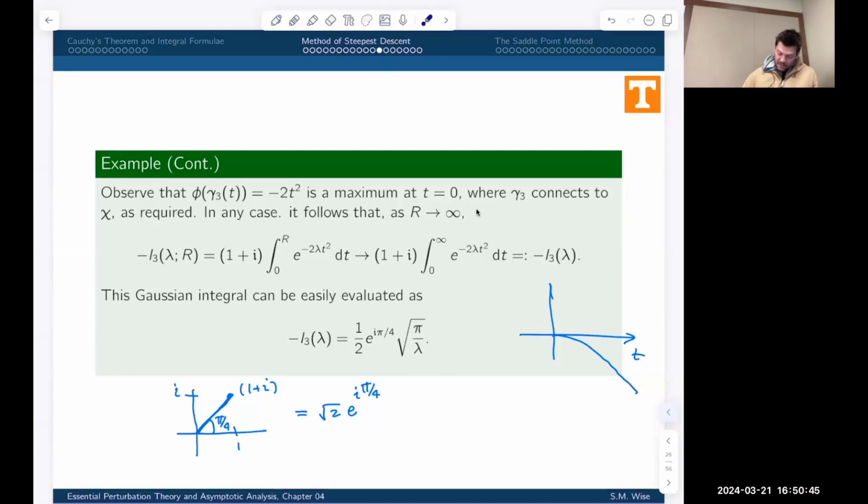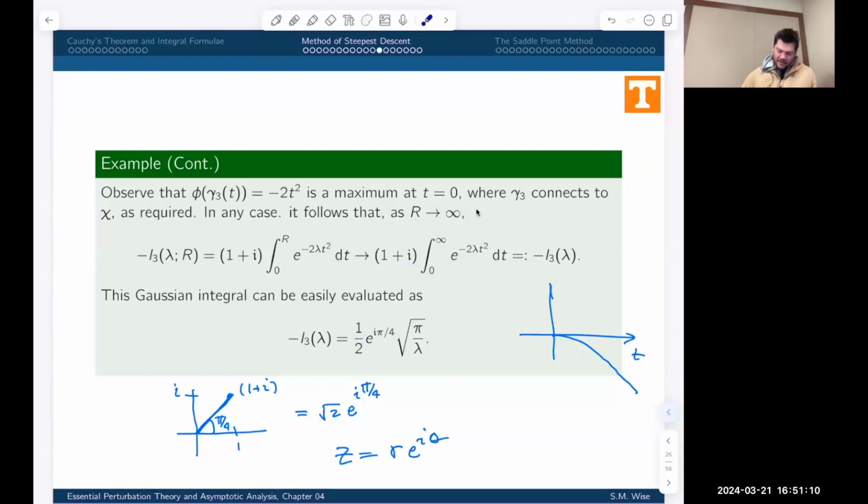Every point z can be written as r e to the i theta in a not necessarily unique way. You have to decide how you're going to choose theta. Well, in this case, theta is just equal to pi by 4, and r is square root 2. Okay, so that's why that guy transforms into this piece here.